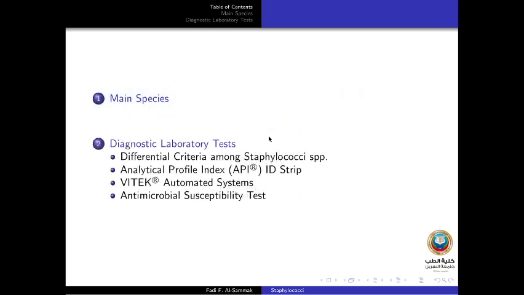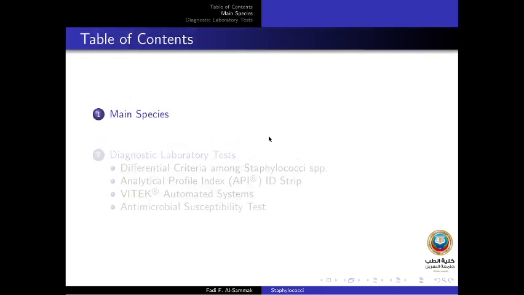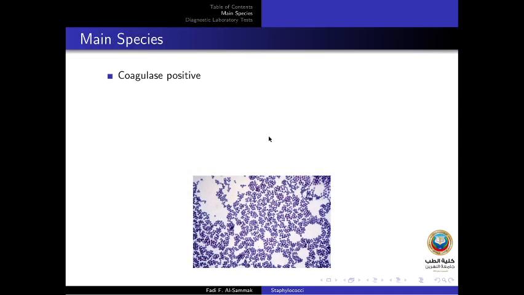In this session, we are going to talk about the main species of Staphylococci, which are relevant to human diseases. Second, diagnostic laboratory tests, the differential criteria among Staphylococci species, and how to differentiate between them. Analytical Profile Index, the API or EPI system, ID strip, and then the VITEK Automated Systems, and finally antimicrobial susceptibility test.